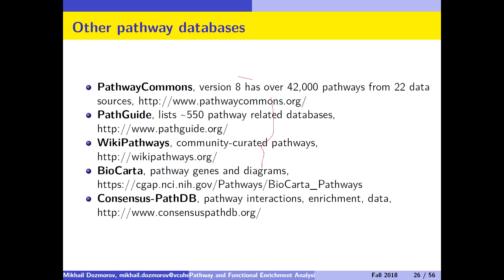There are definitely more, like with gene ontologies, like with MSigDB, which contains multiple sections. There are other pathway databases: Pathway Commons, which has more than 42,000 pathways, PathGuide, WikiPathways, BioCarta, another very popular one, and ConsensusPathDB. I would probably not dwell on them, but those listed are in order of popularity and may also be used for enrichment analysis.